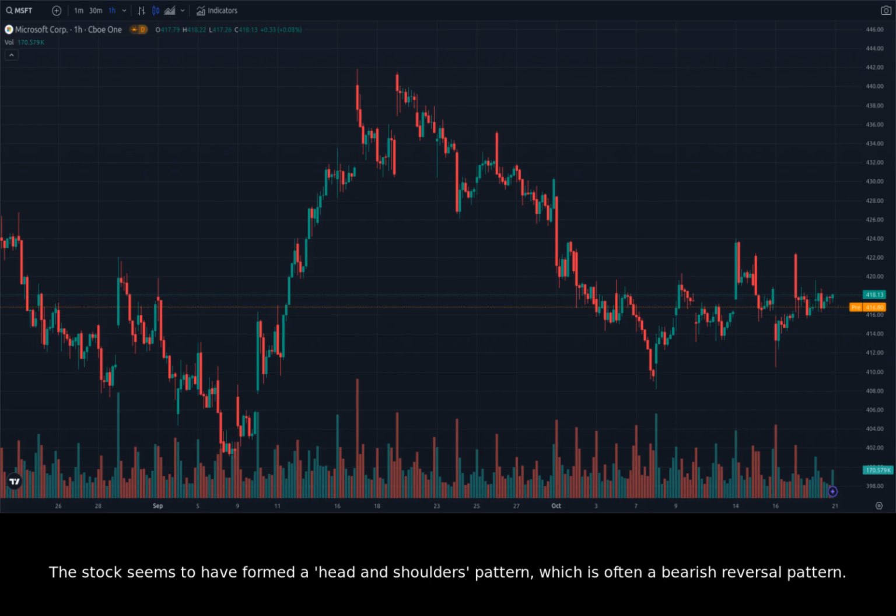The stock seems to have formed a head and shoulders pattern, which is often a bearish reversal pattern. If this pattern plays out, it could lead to a significant drop in price. It's crucial to watch the neckline of the pattern, which is located around the $415 level. A break below this neckline would confirm the bearish reversal and signal a potential downtrend.